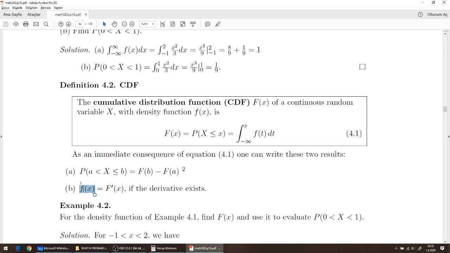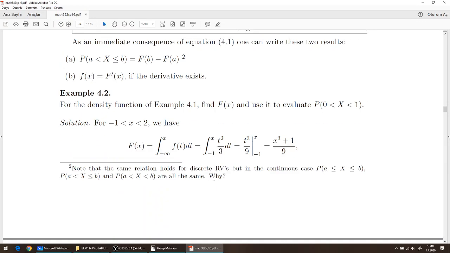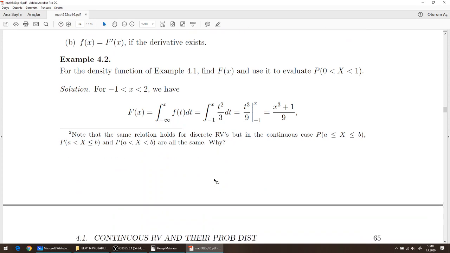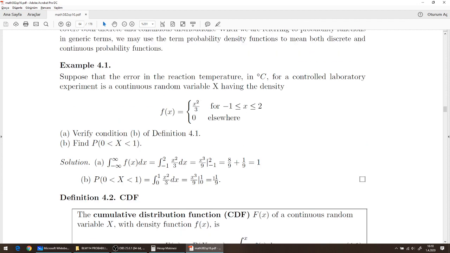And the probability density function is the derivative of the cumulative distribution function. Why? Because the cumulative distribution function is the integral of f of x. So f of x is the derivative of uppercase F of x. Yes, let's have a look at the example for the density function, example 4.5.